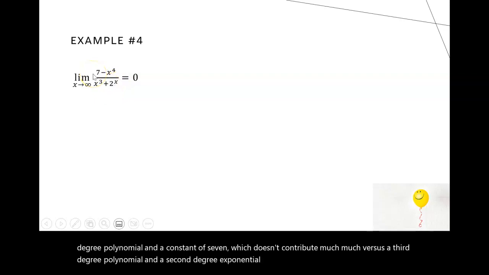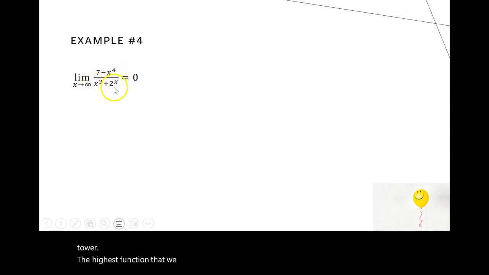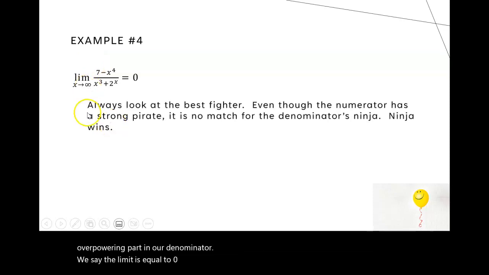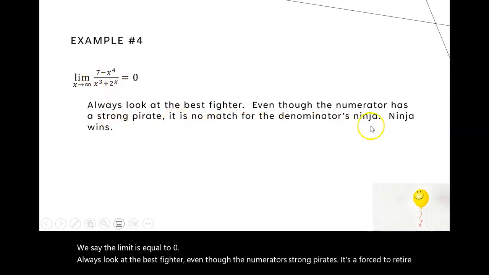If you remember back on the power tower, the highest function that we deal with is the exponential, 2 to the x. So if we have an overpowering part in our denominator, we say the limit is equal to 0. Always look at the best fighter. Even though the numerator is a strong pirate, a 4th degree pirate, it's no match for the denominator's ninja.